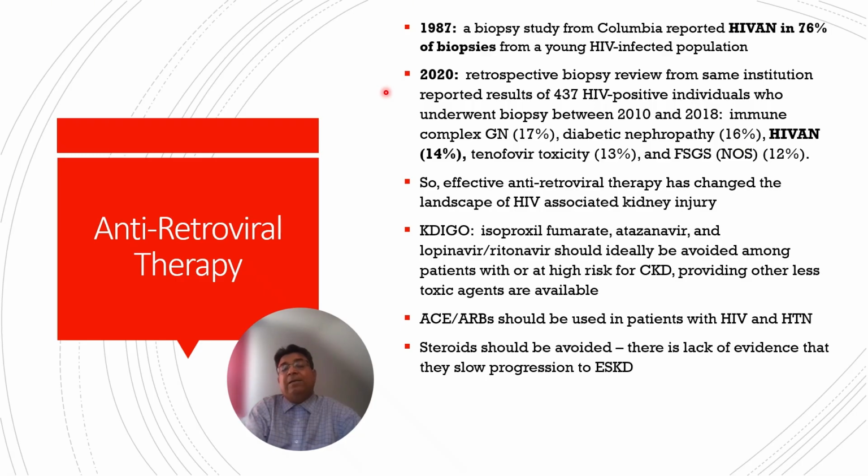So antiretroviral therapy is the mainstay of treatment for HIVAN, and KDIGO does recommend that certain agents are ideally avoided because of nephrotoxicity, including tenofovir disoproxil fumarate, atazanavir, and lopinavir/ritonavir. ACE inhibitors/ARBs should be used in patients with HIV and hypertension. Steroids should be avoided. There's lack of evidence that they slow progression to end-stage renal disease.